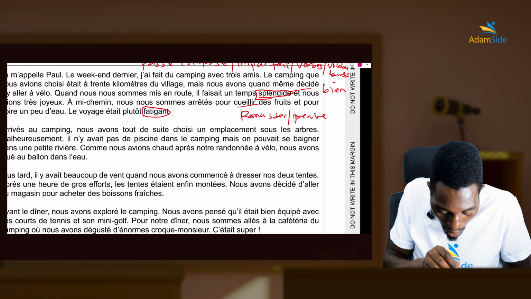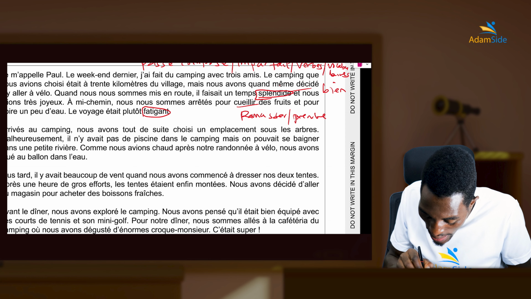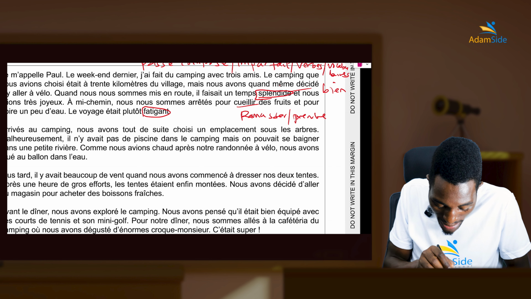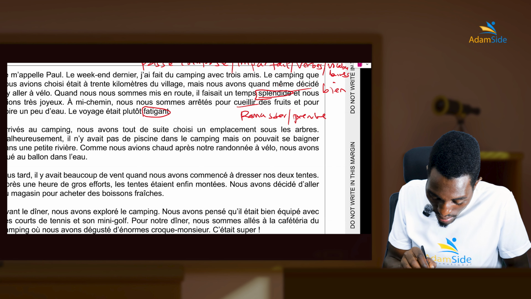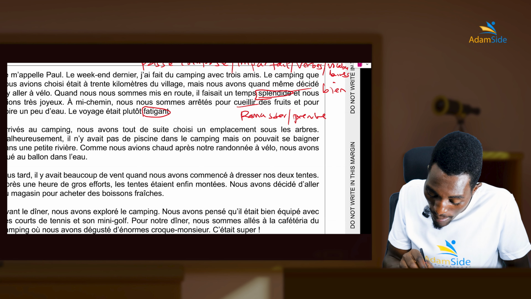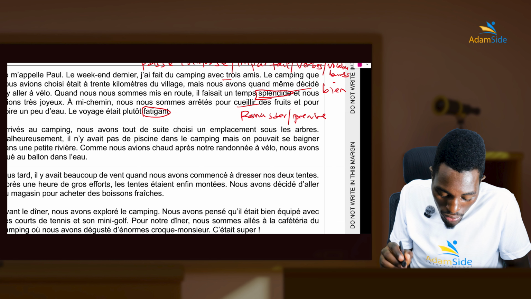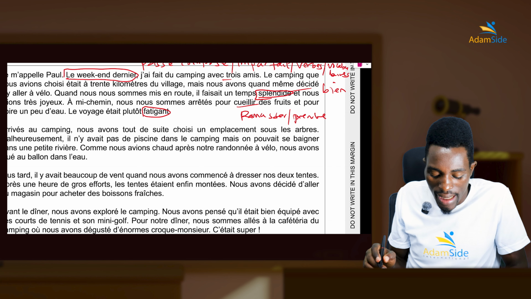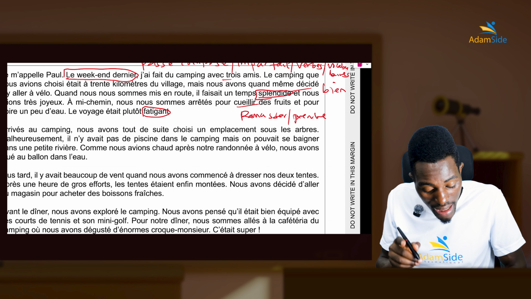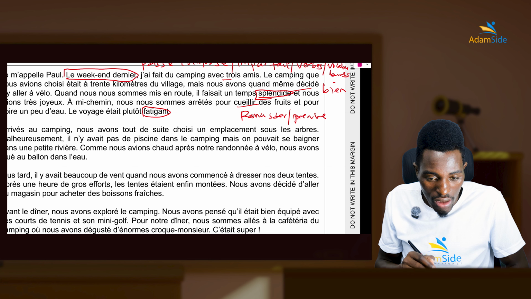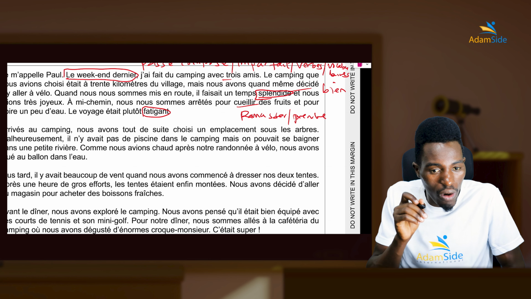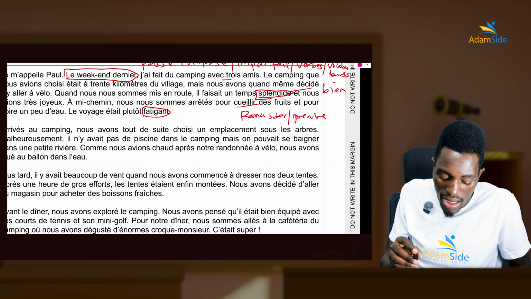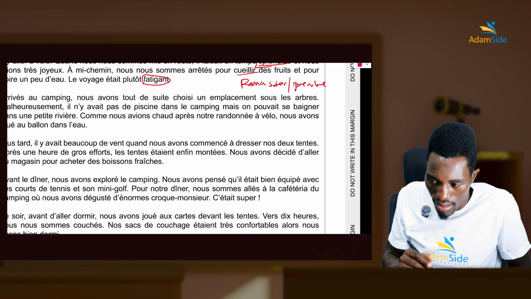Je m'appelle Paul. Le week-end dernier, j'ai fait du camping avec 3 amis. I'm Paul. The last weekend, I did camping with my 3 friends. So, when he went is le weekend dernier. This is a reading paper. All answers should be from the text. Do not guess or use your own answer because it's a reading. So the answer is le weekend dernier.